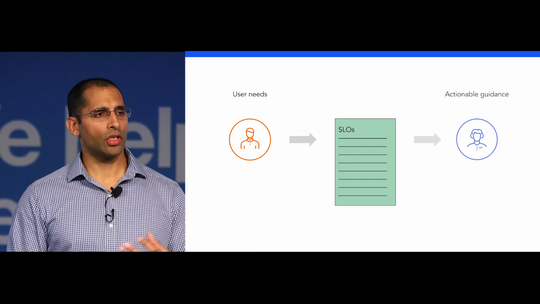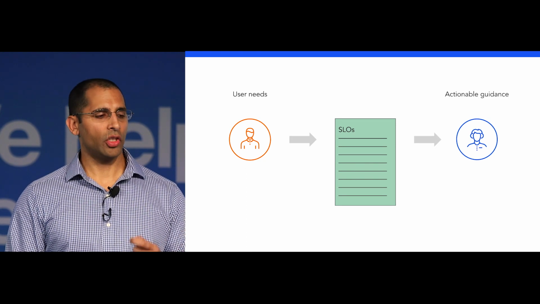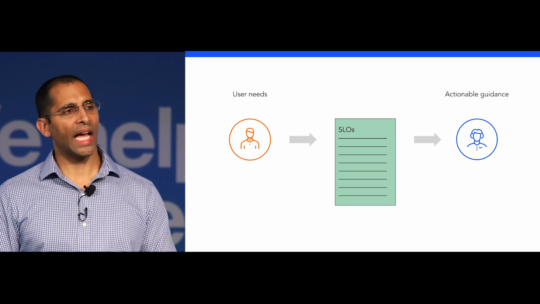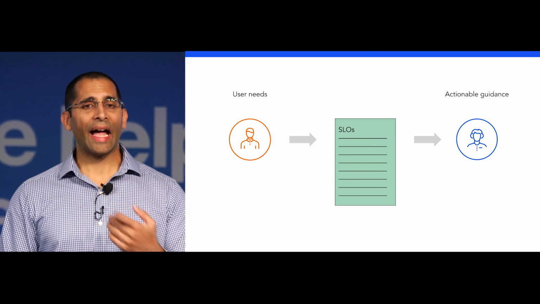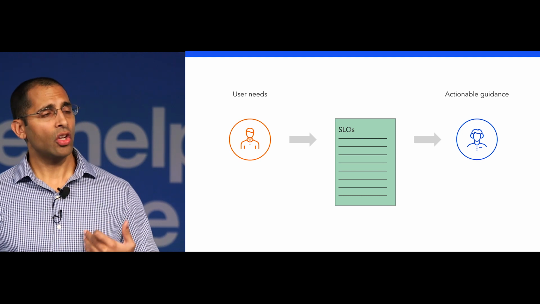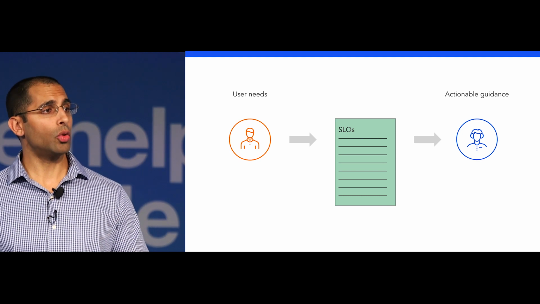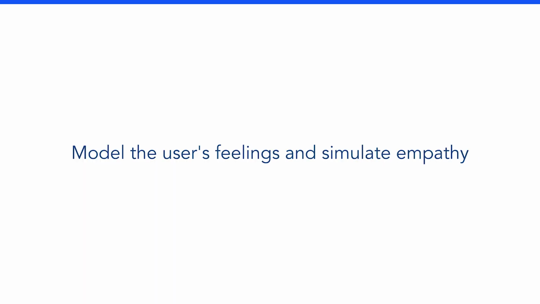And then you can take those service level objectives and give them to your SREs as actionable guidance that helps them do their jobs better, no matter how good their natural empathy is, no matter how good their intuition for the user is. You model the user's feelings through these tools, and that way you can simulate empathy, even if you don't naturally feel it, either because you're dead inside or because you don't have that connection.